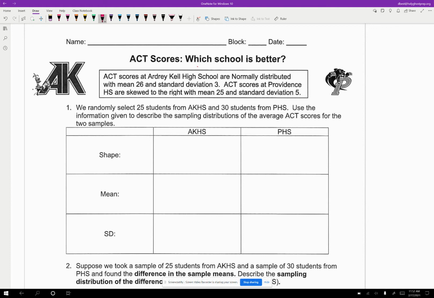For Ardrey-Kell, the shape, they tell us in the description, is normally distributed. Because our population is normally distributed, our sample can also be called approximately normal. As for Providence, we know it's skewed to the right, but because our sample size is 30, and 30 is greater than or equal to 30, by the central limit theorem that we talked about yesterday, it is approximately normal.